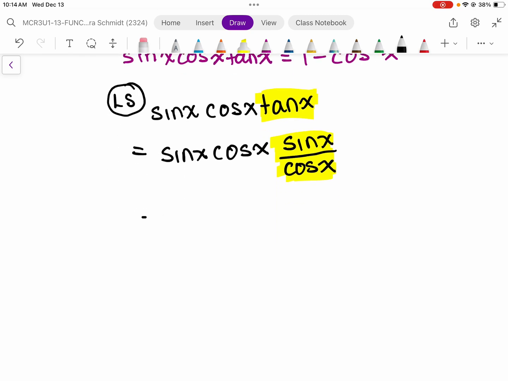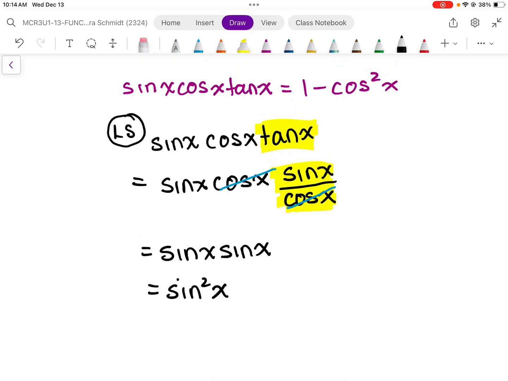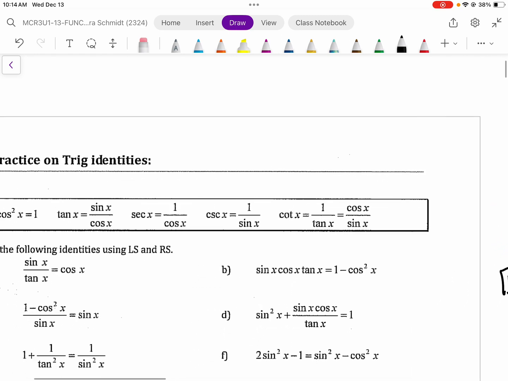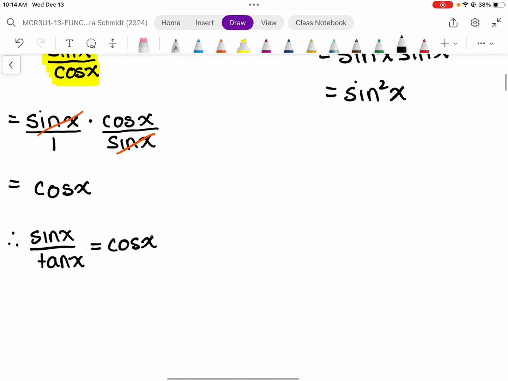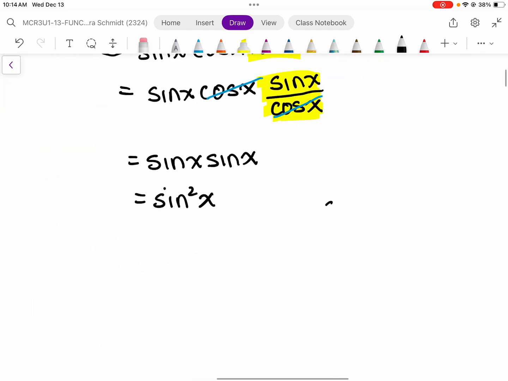And now, same as I did last time, I can see that there's a cos x in the numerator and a cos x in the denominator, so I can actually cancel those out. And all I'm left with is sine x times sine x, which is just sine squared x. And I know from my trig ratios, I'm just going to scroll over to them. I know my Pythagorean identity, sine squared x plus cos squared x equals 1. I'm just going to write that over here. Sine squared x plus cos squared x equals 1.